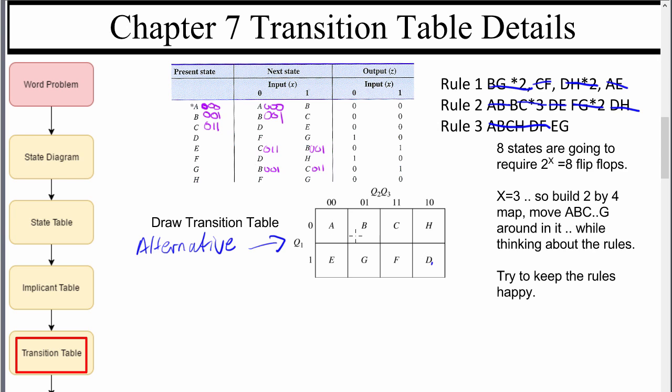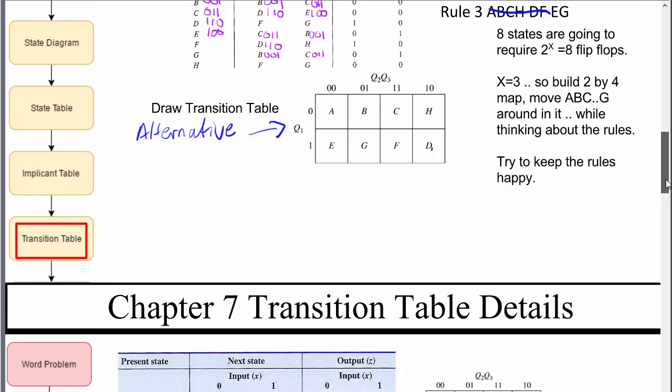D is 1, 1, 0. 1, 1, 0. Oh, there's a C. 0, 1, 1. There's a B. 0, 0, 1. You can get the pattern. It's not too complicated. E is 1, 0, 0. And we can scroll down and see this typed in.